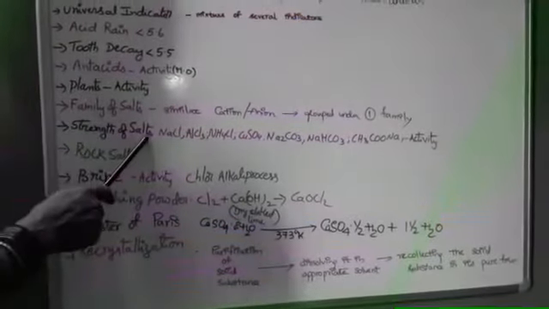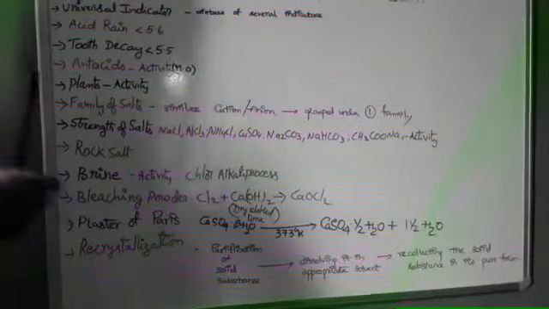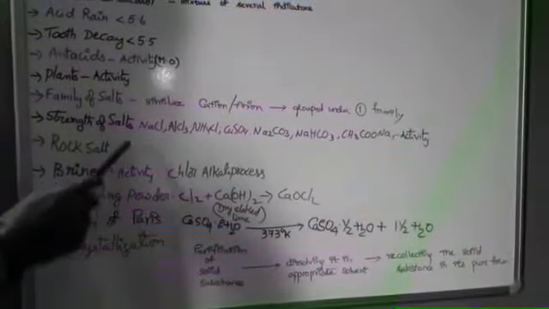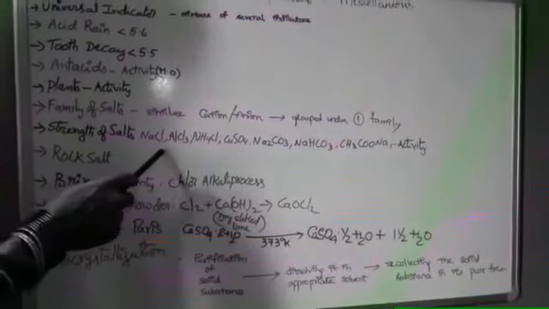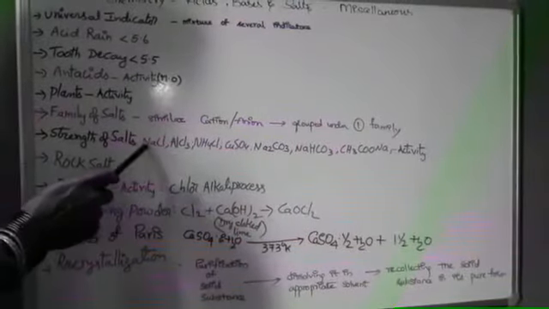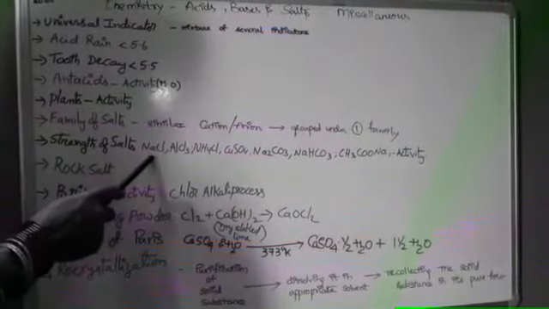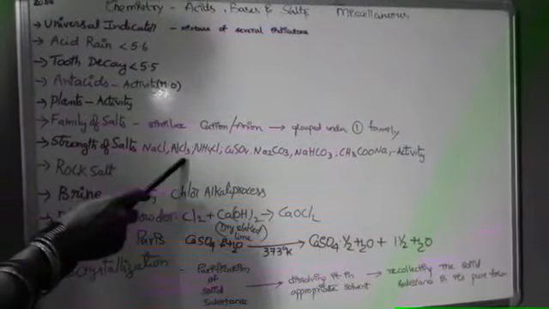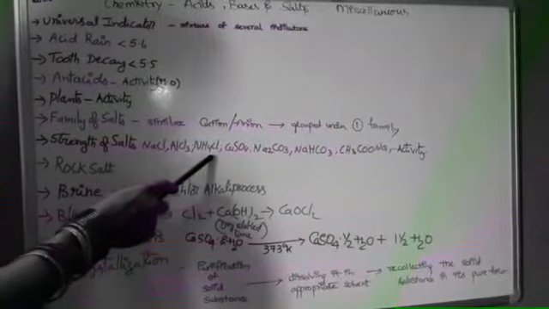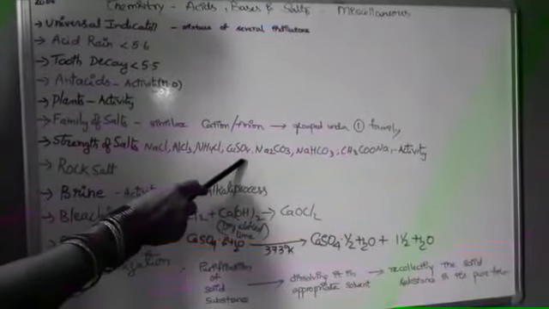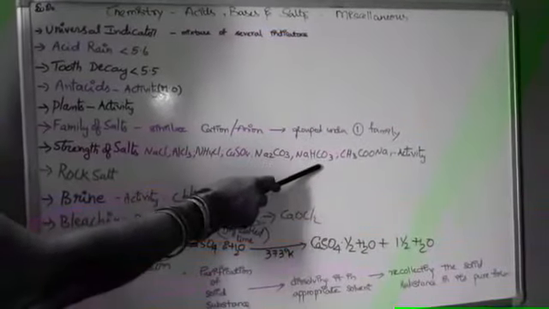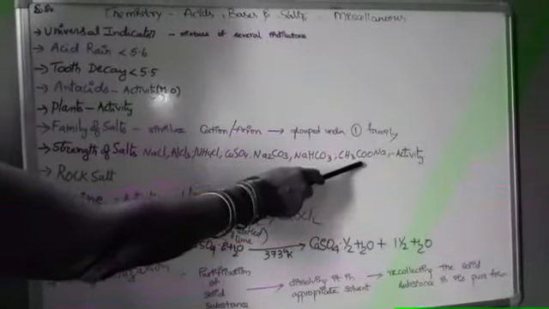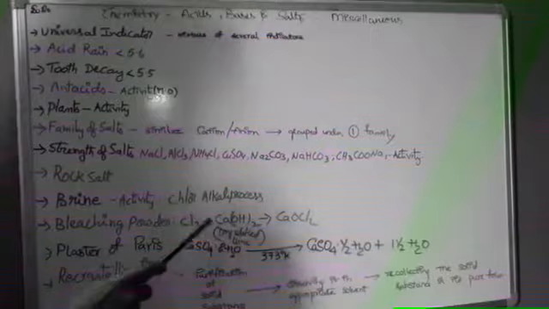Next, strength of salts. Here also there is an activity. Let us take distilled water in different test tubes, and different salts are given: NaCl, aluminum chloride, ammonium chloride, copper sulfate, sodium carbonate, sodium bicarbonate and sodium acetate. These are all the different salts.